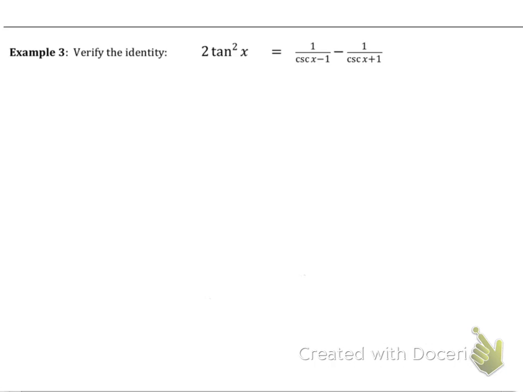All right, next one is 2 tangent squared x. Once again, I'm going to build that wall. Nothing can cross over. Whatever happens is either going to stay on this side or it's going to stay on this side.